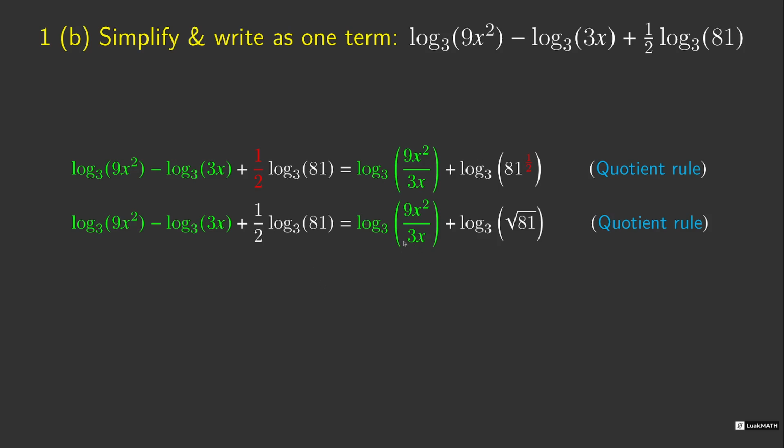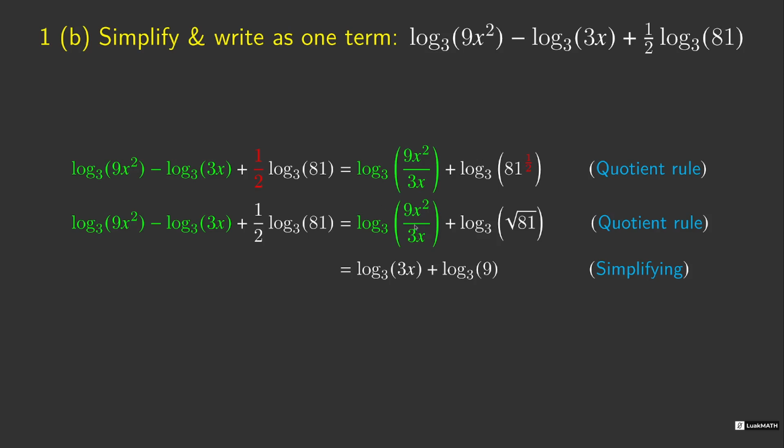So now, what do we have? So now we have log of 3. Okay, so I did not do anything for this step. The only thing I did is I rewrote 81 raised to 1/2 as the square root of 81, because when you're raising a number to 1/2, you're basically taking the square root of that number. Okay. And then now we can simplify.